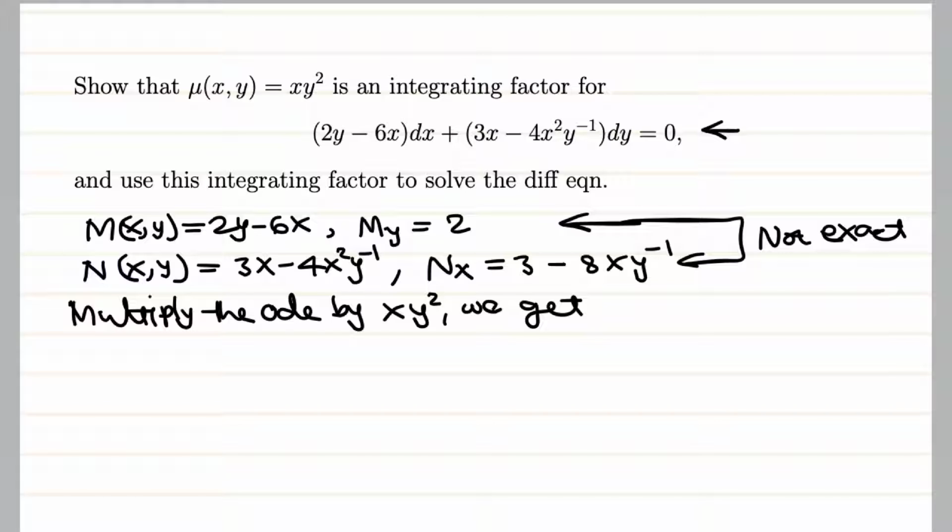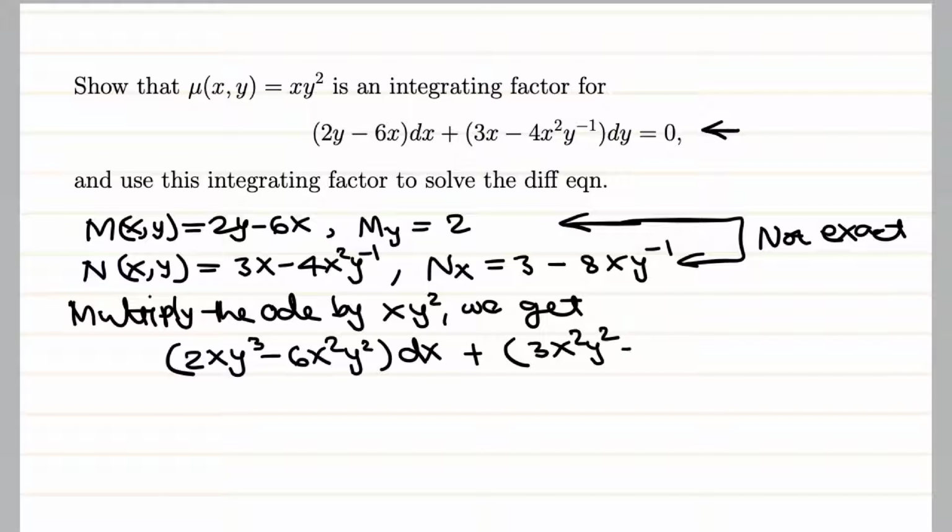Multiplying means there are two terms, so we multiply here and here. xy squared times 2y is now 2x y cubed minus 6x squared y squared dx, plus 3x squared y squared minus 4x cubed, y to the negative 1 times y squared gives y to the 1, we don't have to write that, dy equals 0. Let's see if this is exact.